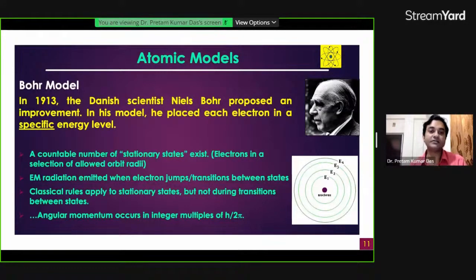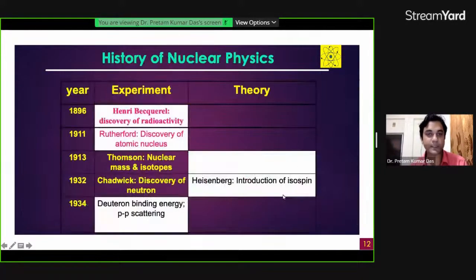In 1913, Danish scientist Niels Bohr proposed an improvement, and in his model, he placed each electron in a specific energy level. So he proposed orbits. A countable number of stationary states exist for the electron in a selection of allowed orbit radii, and radiation is emitted when an electron jumps or transitions between these states, and classical rules apply to stationary states but not during transition between states.